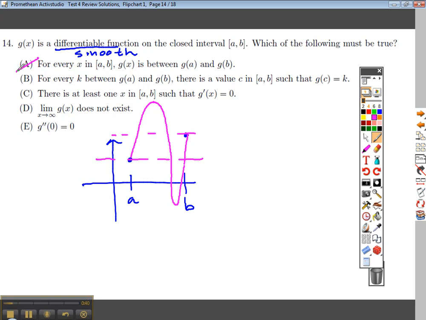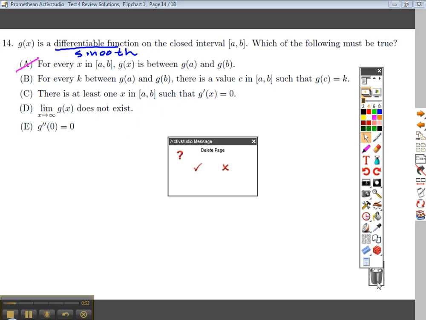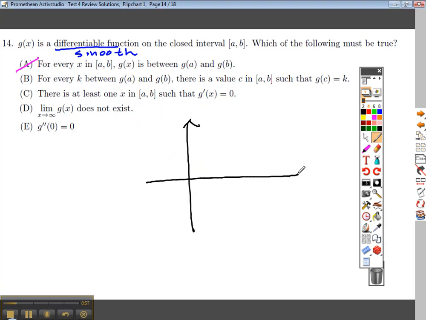B says for every k between g of a and g of b, there's a value c such that g of c is equal to k. Okay, what that picture is simply saying is, here's a, here's b, here's g of a, here's g of b, as long as there's a point in between these two heights. So you pick any point in between these two heights.